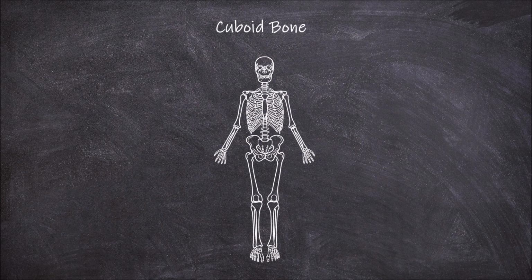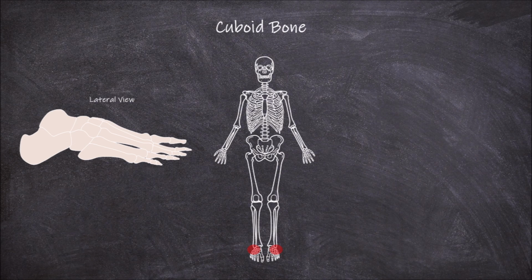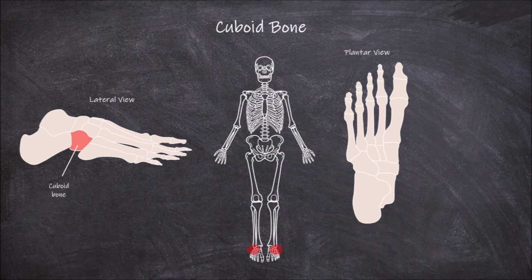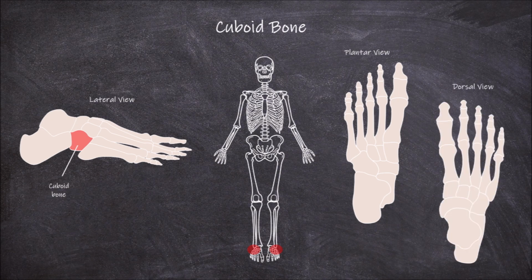The cuboid bone is located on the lateral side of each foot. If we look closer at the lateral side of the right foot, we can see the cuboid bone highlighted in red. If we look at the plantar view, which is the sole of the foot, and the dorsal view, which is the top of the foot, we can see the cuboid bone located on the lateral side of the foot.